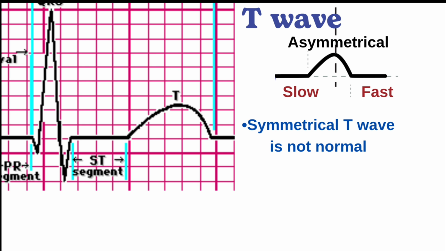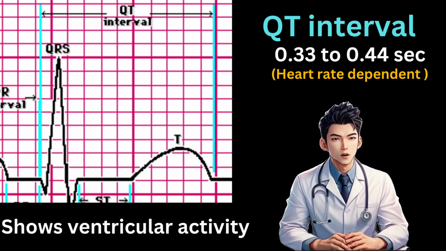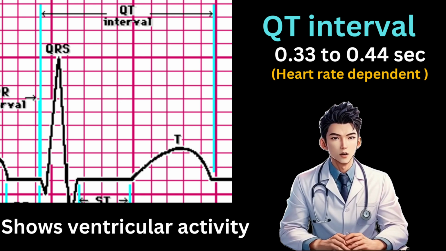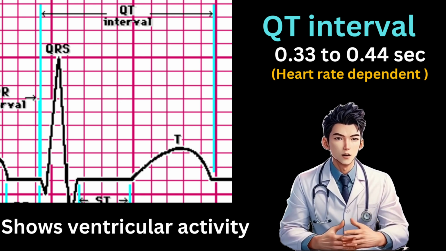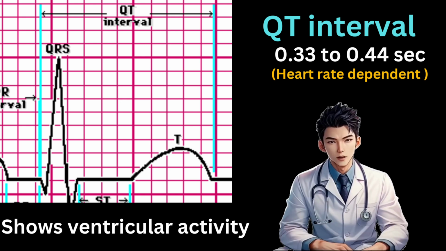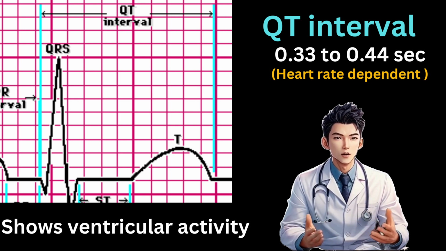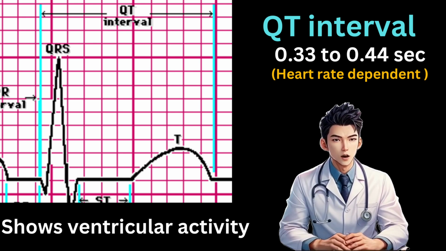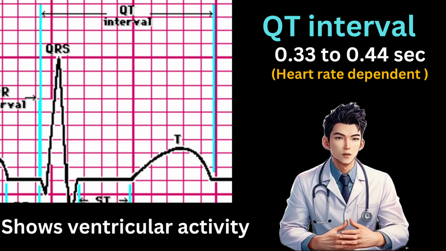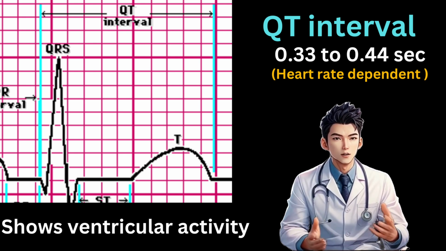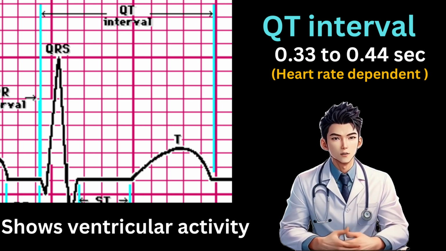QT interval. QT interval starts from the start of Q to the end of the T wave, and it shows all of the ventricular activity, ventricular depolarization and repolarization, and its rate. Its size is 0.33 to 0.44 seconds. It is also heart rate dependent. When the heart slows down, this will prolong. When the heart is rapidly beating, this will shorten.